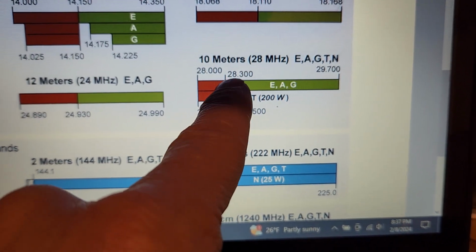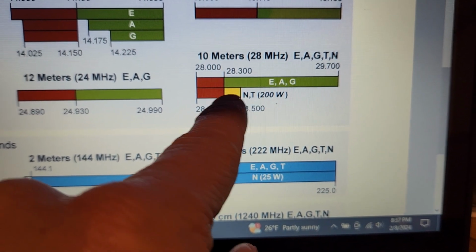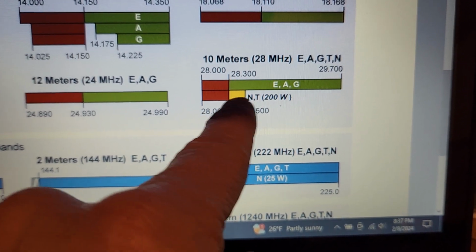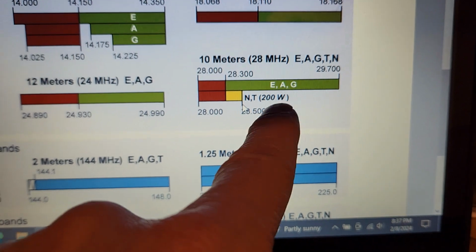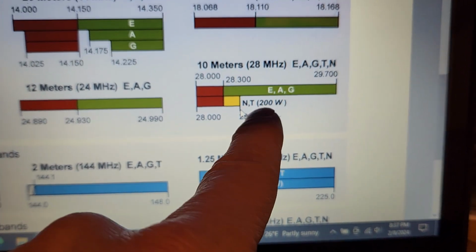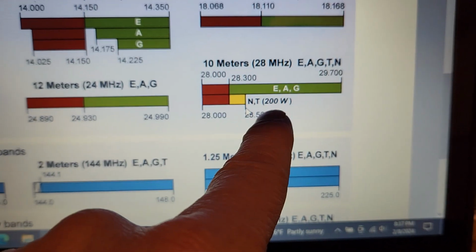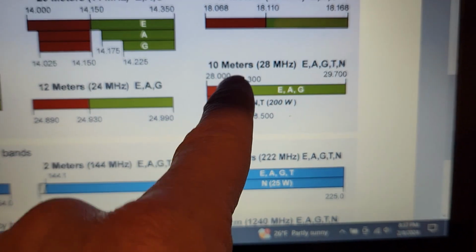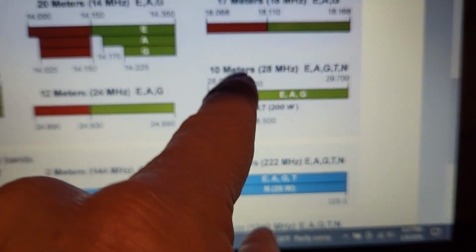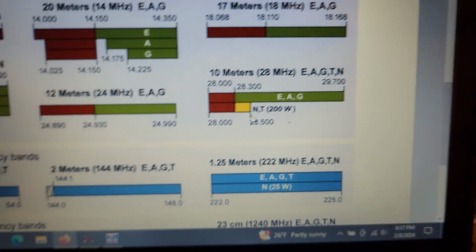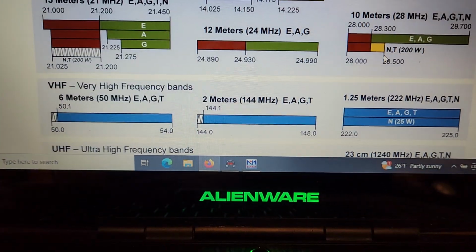And then up here, 28.3 to 28.5, you can actually do voice. So you can do phone at 200 watts. 200 watt limit. Other people can be in there at 1500 watts, but the novice and techs can only be at 200 watts on 10 meters. But right now, 10 meters is exciting, so that's a really good spot to have as a tech.